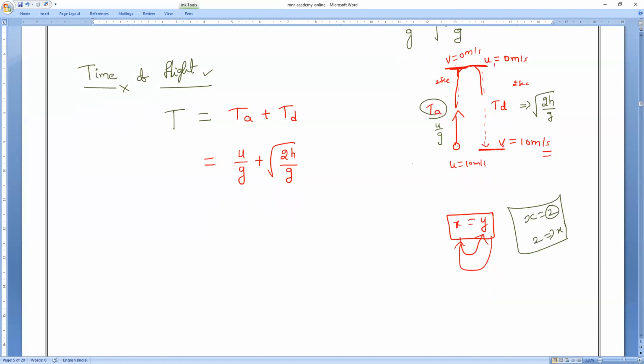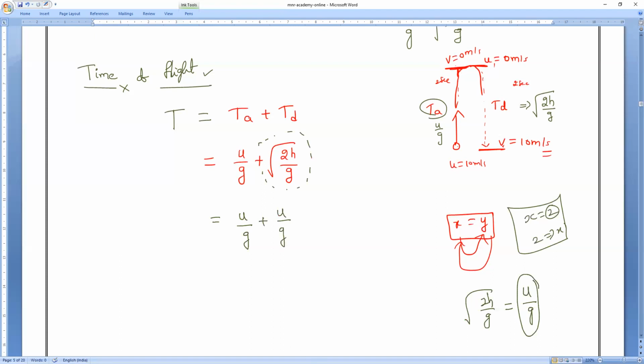Same way, we all know that root over 2h by g is equal to u by g. So in place of root over 2h by g, can I write u by g?